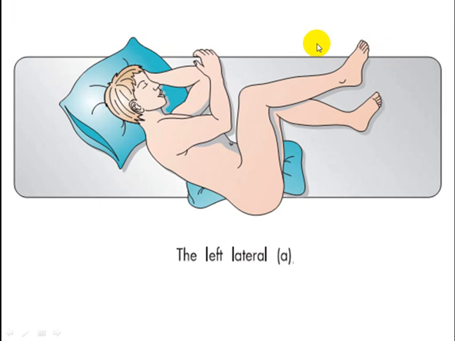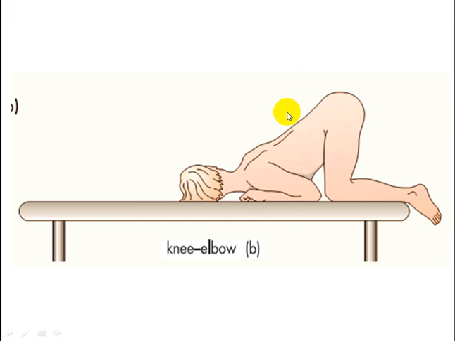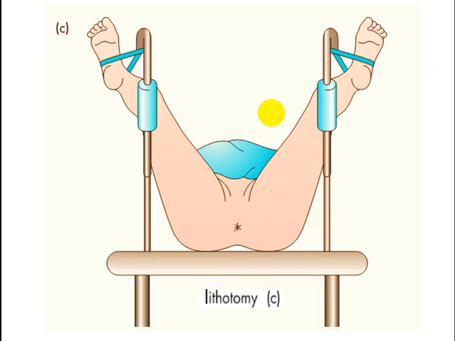This is the more reliable and suitable position, which is the left lateral position, or called Sims position. This is called the knee-elbow position or jackknife position. This is called the lithotomy position.